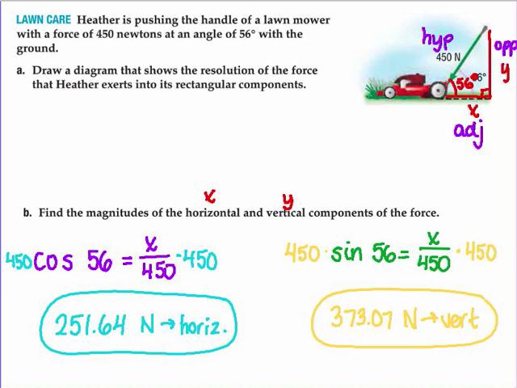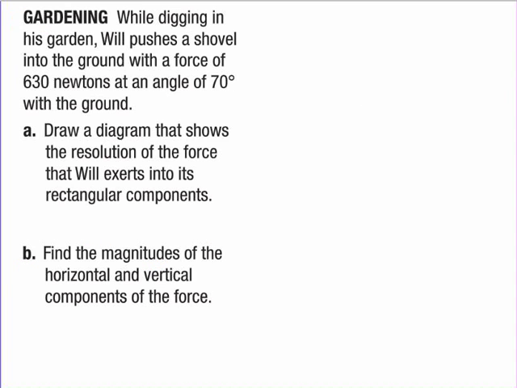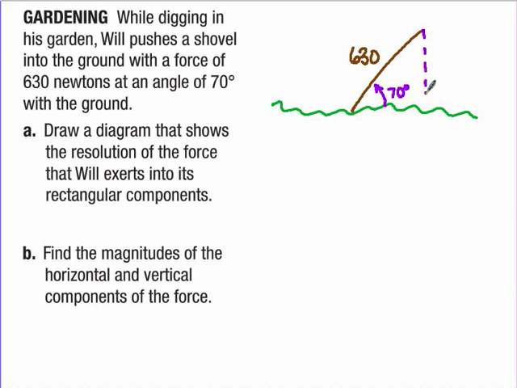On your homework, they might give you one like this in which they don't give you a diagram, and you would have to draw one in. It says, while digging in his garden, Will pushes a shovel into the ground. Here's the ground. Will's going to put the shovel into the ground with a force of 630 newtons at an angle of 70 degrees with the ground. So that means this is 70. They want you to do the exact same thing. Draw a diagram, like we just did. Here's your x, here's your y. Then you would solve it the exact same way we just did.